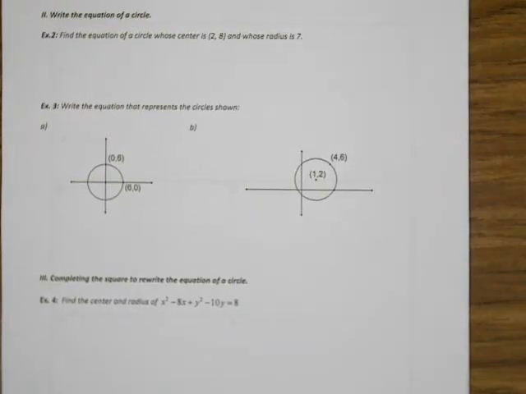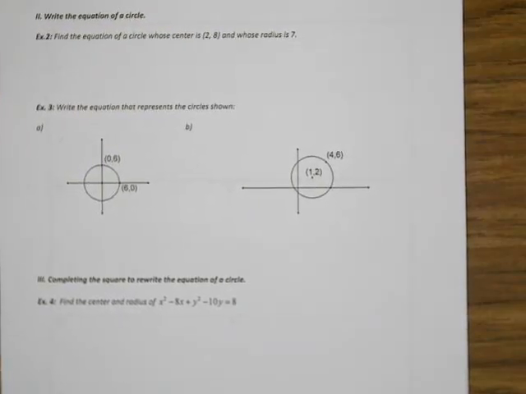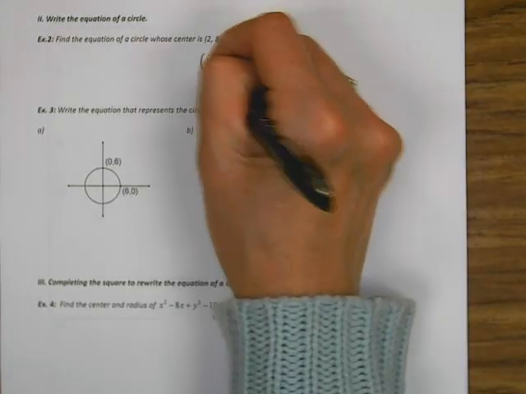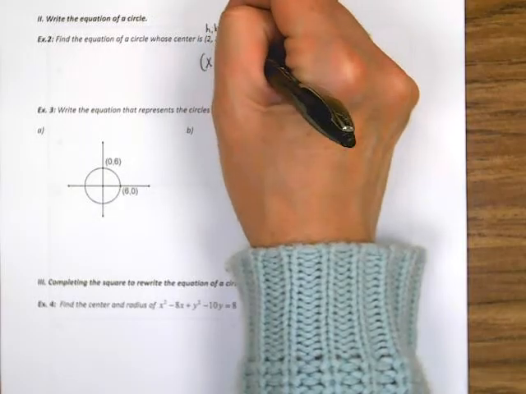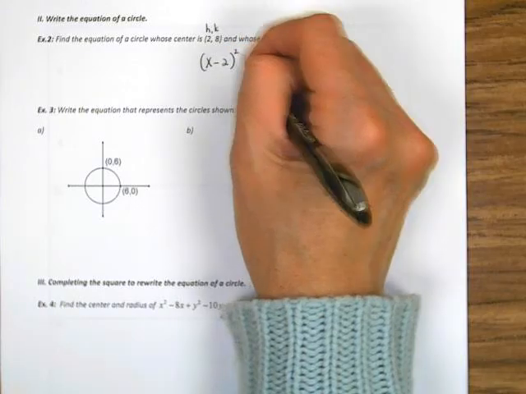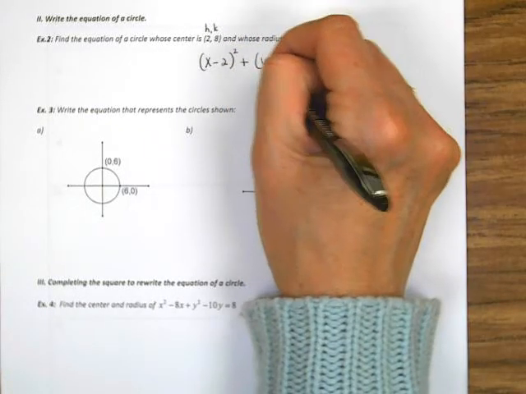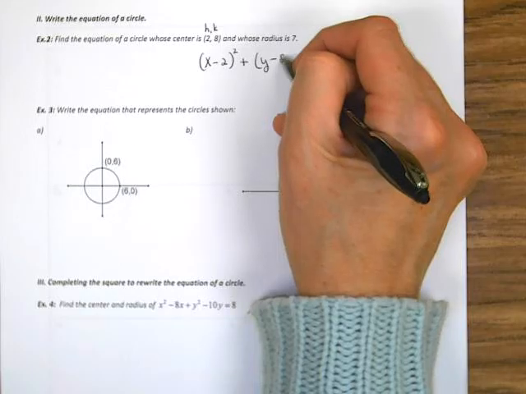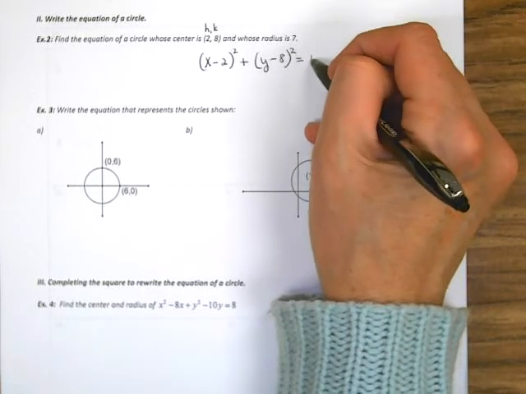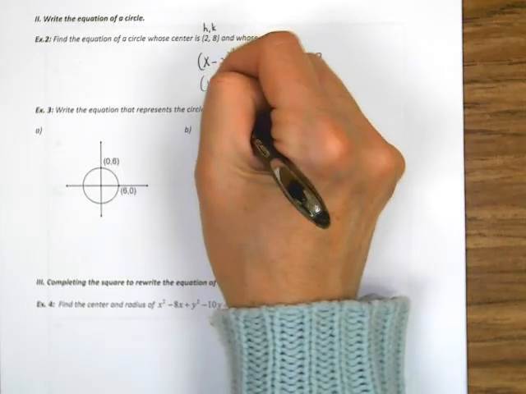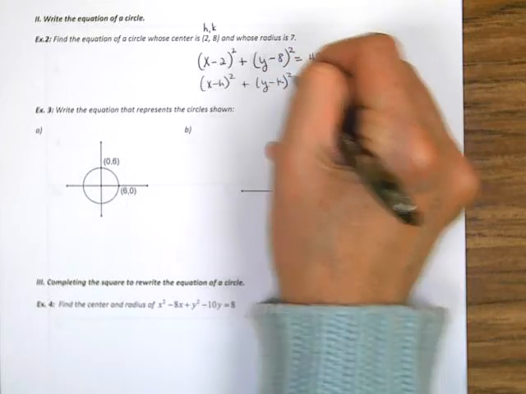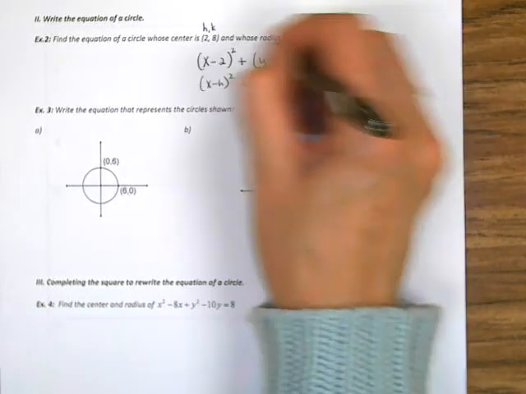Find the equation of a circle whose center is (2, 8) and whose radius is 7. So this is just going the opposite direction. We do x minus, this is like h, k. So x minus h, that's x minus 2. Remember, it's squared plus y minus k, but k is 8. Squared equals r squared, so that would be 49. Again, this was (x minus h) squared plus (y minus k) squared equals r squared. That's where we got that from.